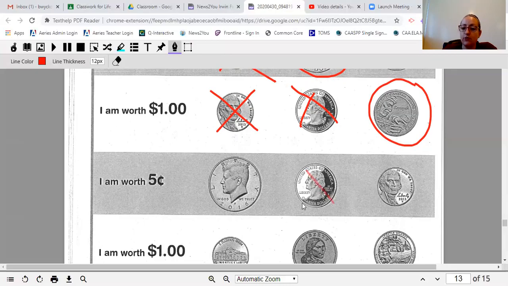So now we need to find a coin that's worth 5 cents. So this one says quarter, so we know that's too much money. And this one we had just determined up top was worth 50 cents. So that's too much. So here is our nickel that's worth 5 cents.